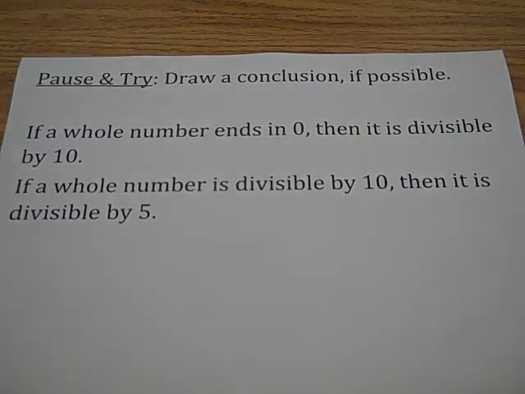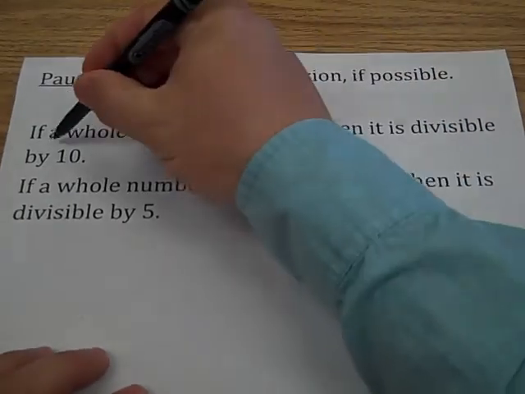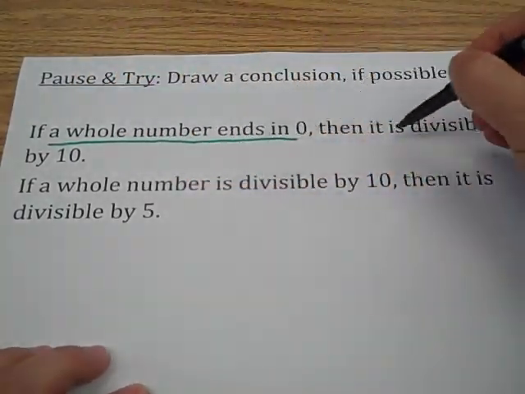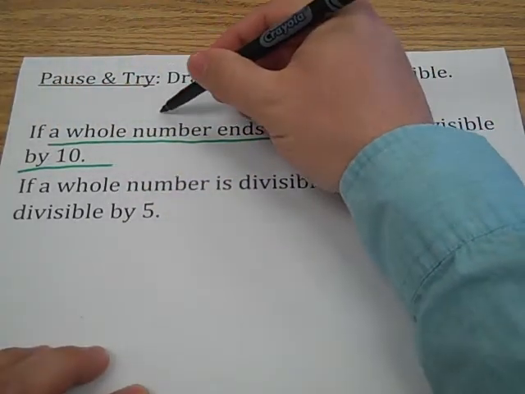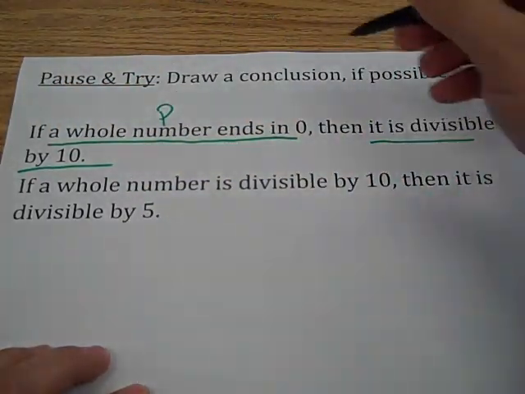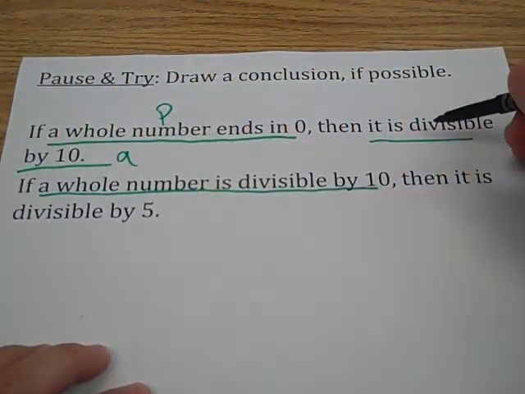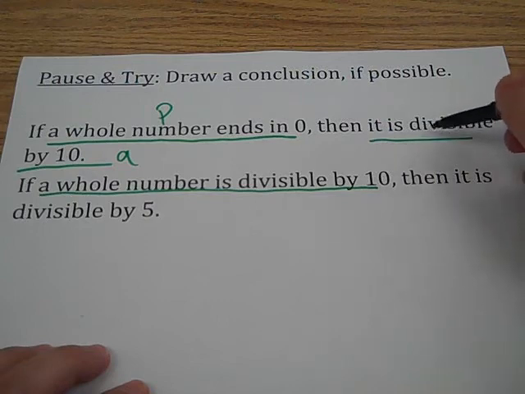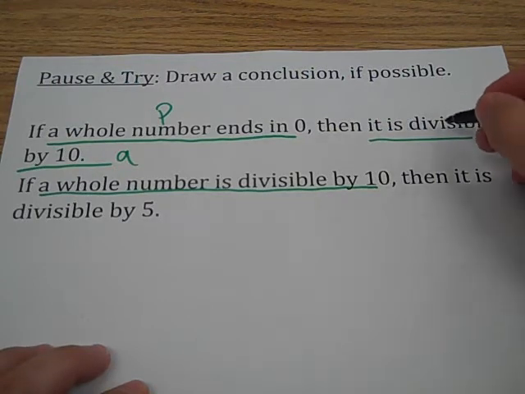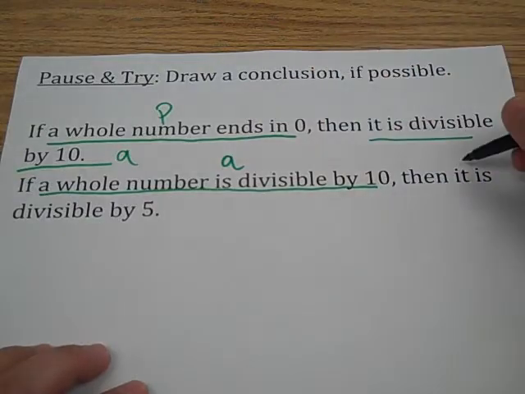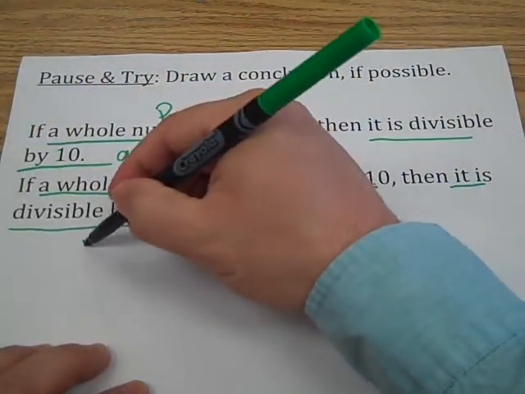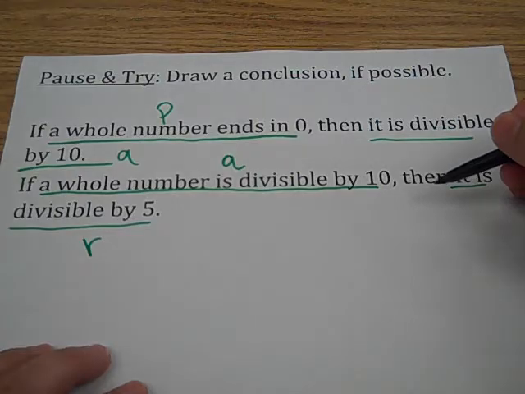So pause here, please, and if you can, draw a conclusion about these two statements. So again, I'm going to show P and Q. A whole number ends in 0 is P. It is divisible by 10 is Q. Here it says a whole number is divisible by 10. That's the same idea. It's worded just slightly different than Q from the first, but we can call it Q. It is divisible by 5. That's new. We'll call that R.